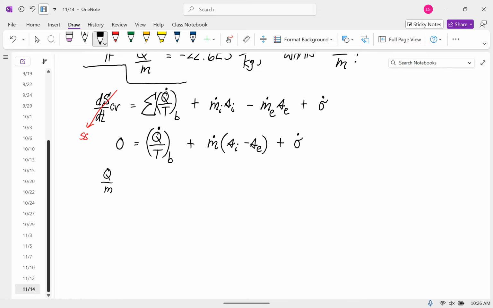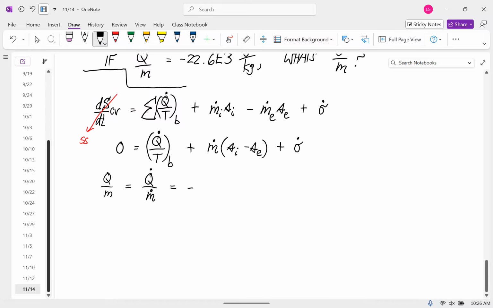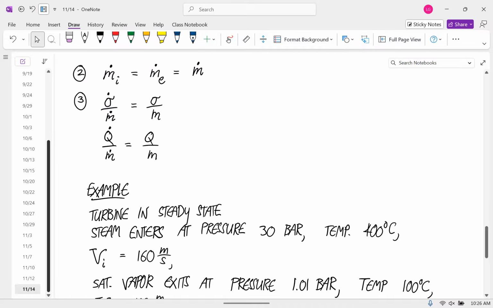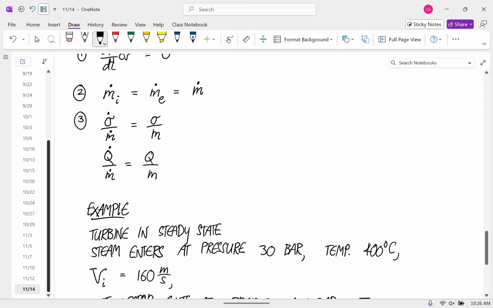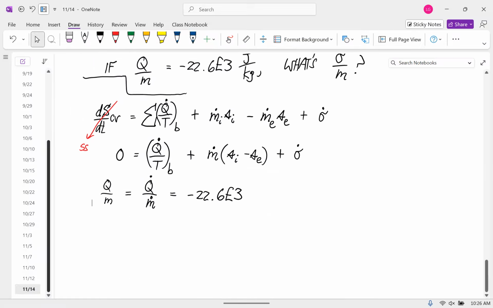Okay, so we know Q over m is just a synonym for Q dot over m dot, and we know that that is equal to negative 22.6 times 10 to the third. This was just the third one of those things when we're in steady state. What does steady state mean? It means Q dot over m dot and Q over m are the same thing. So whatever form is more helpful to us, that's how we can write it. And same with sigma.